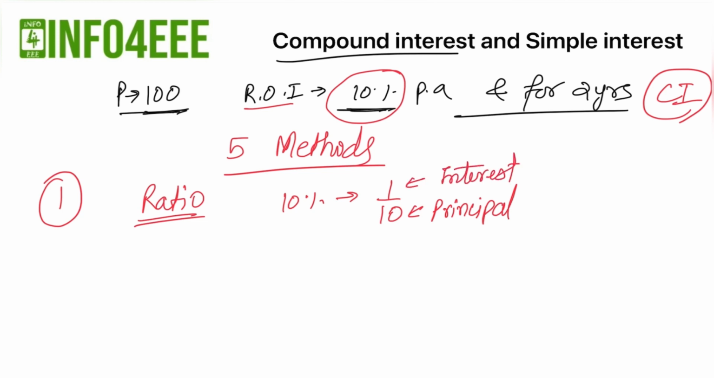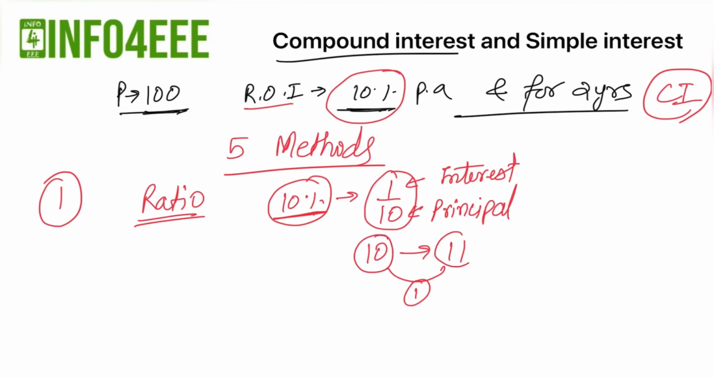It means that if you are investing 10 rupees, you will get 11 rupees. Hence the interest is 1 rupee. So that's how you need to break this percentage into fraction form. Now this is our principal and this is our amount which we will get.